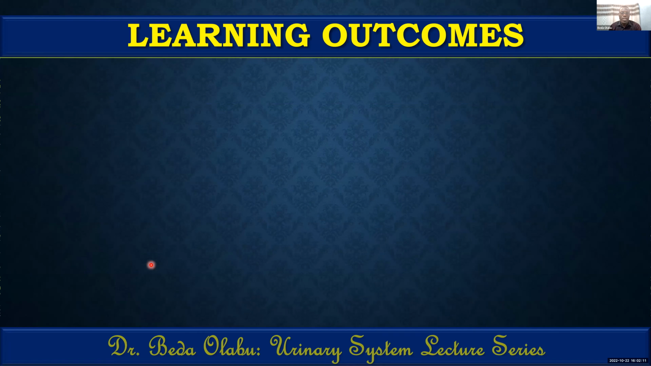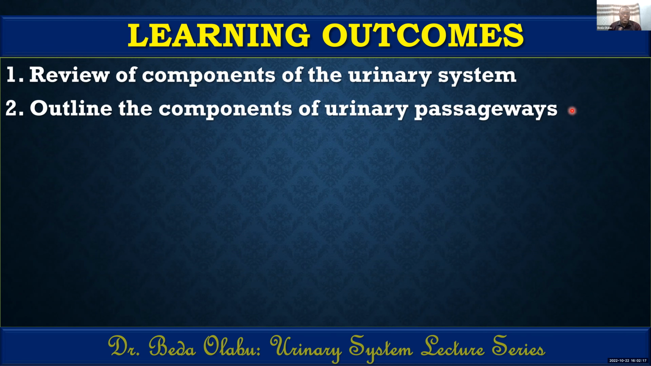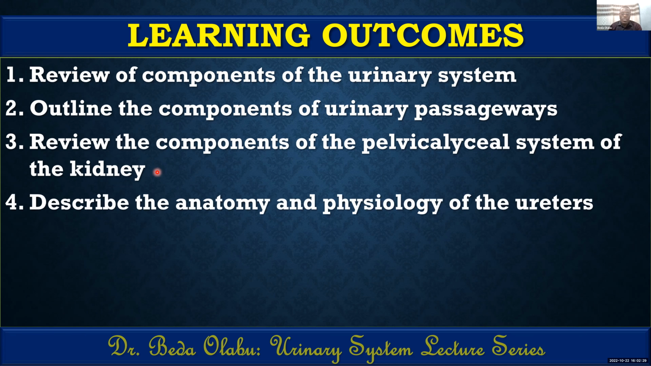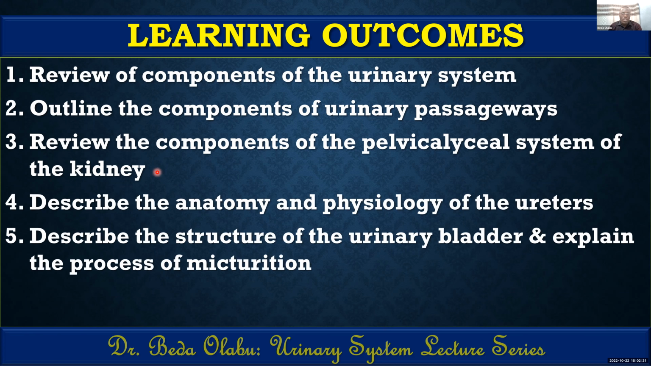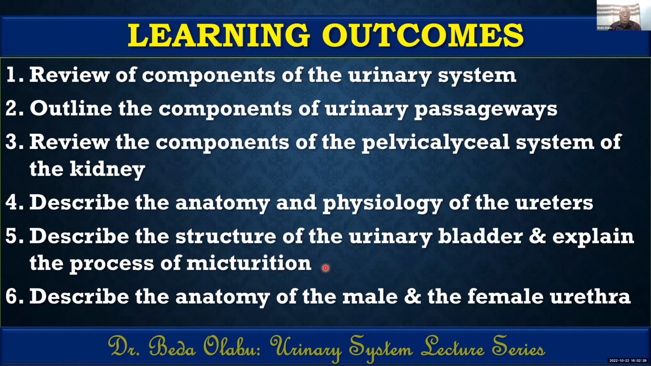This is what you're going to learn. We'll first review the components of the urinary system in brief. We'll also outline the various components of the urinary passages in brief. Then we'll talk specifically about various components of the urinary passages. We'll start with the pelvicalyceal system. Then we'll talk about the ureters. We'll talk about the urinary bladder. And at that time, we'll also explain the process of micturition. And lastly, we'll talk about the urethra.